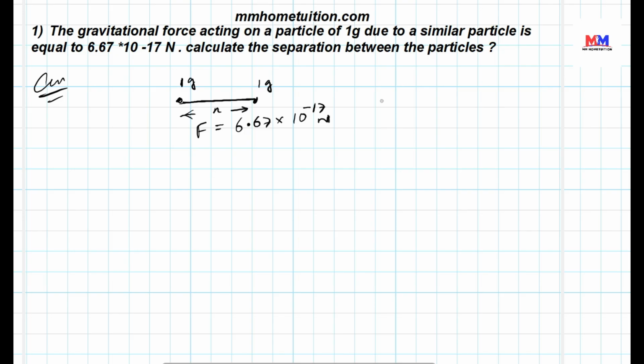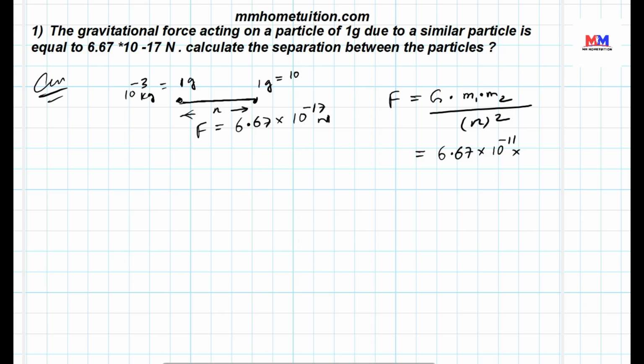Between the particles. So we know that the gravitational force F equals G m1 m2 divided by r squared. That is the gravitational force. So G equals 6.67 × 10^-11, and the mass is 1 gram, and 1 gram is 10^-3 kg. This is also 1 gram, 10^-3 kg. So 10^-3 into 10^-3 divided by r squared.